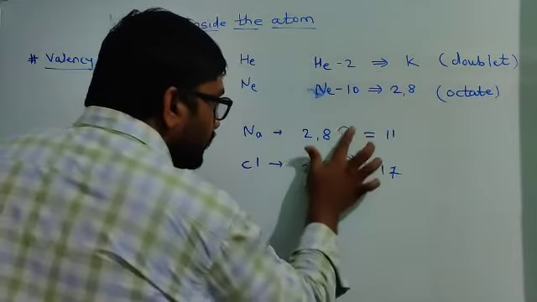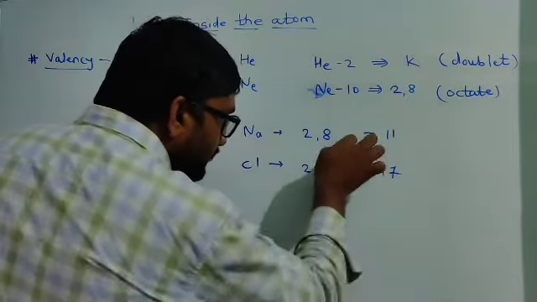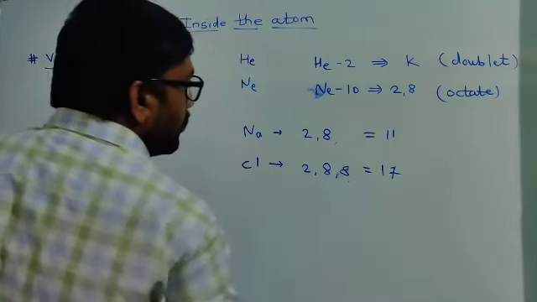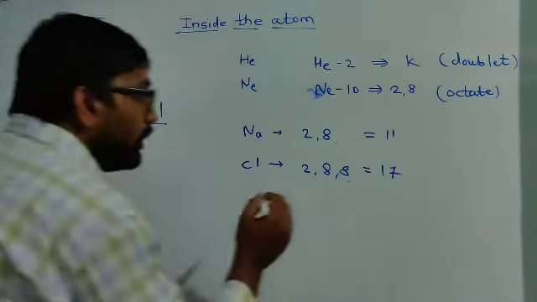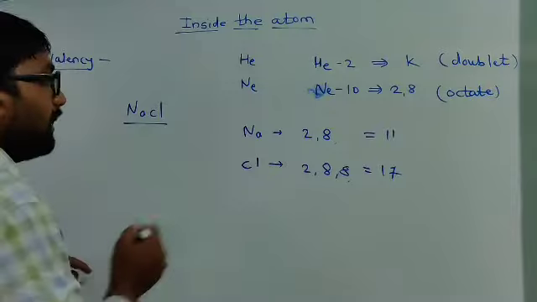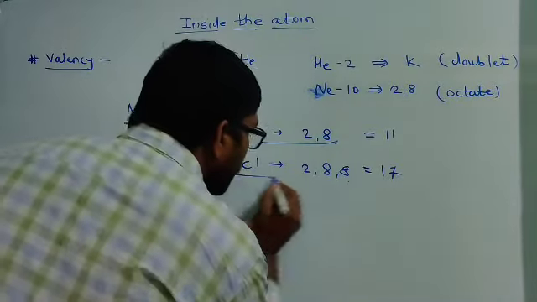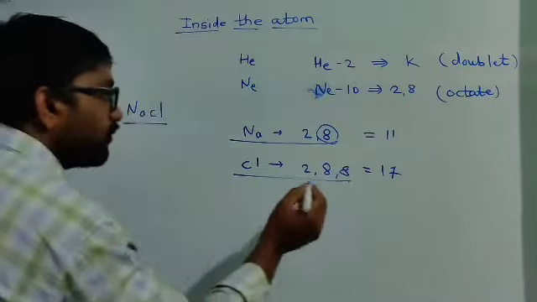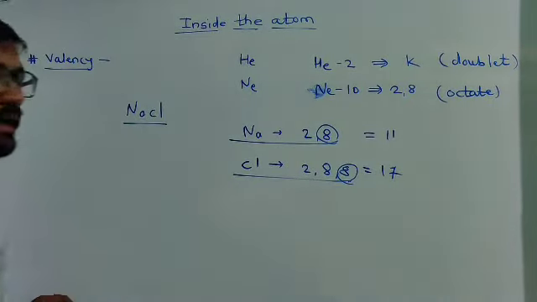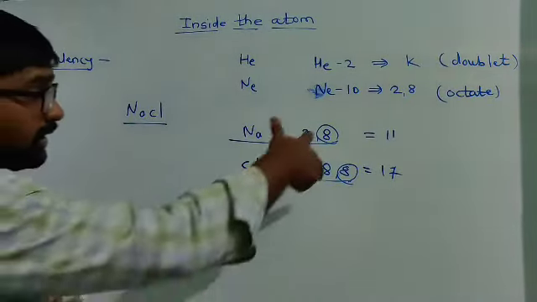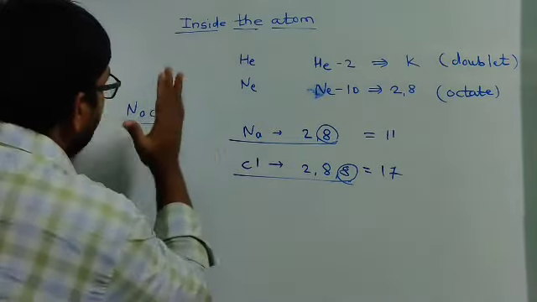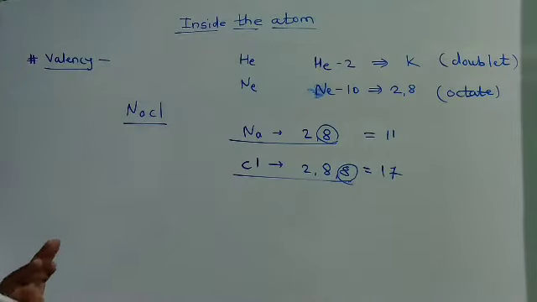So here sodium remains 2, 8 and here chlorine has 7 plus 1, so 2, 8, 8. Now look at this sodium and this chlorine: 2, 8. The outermost shell has 8 electrons in both. So here the octet is now complete. Now this stable compound sodium chloride is formed.